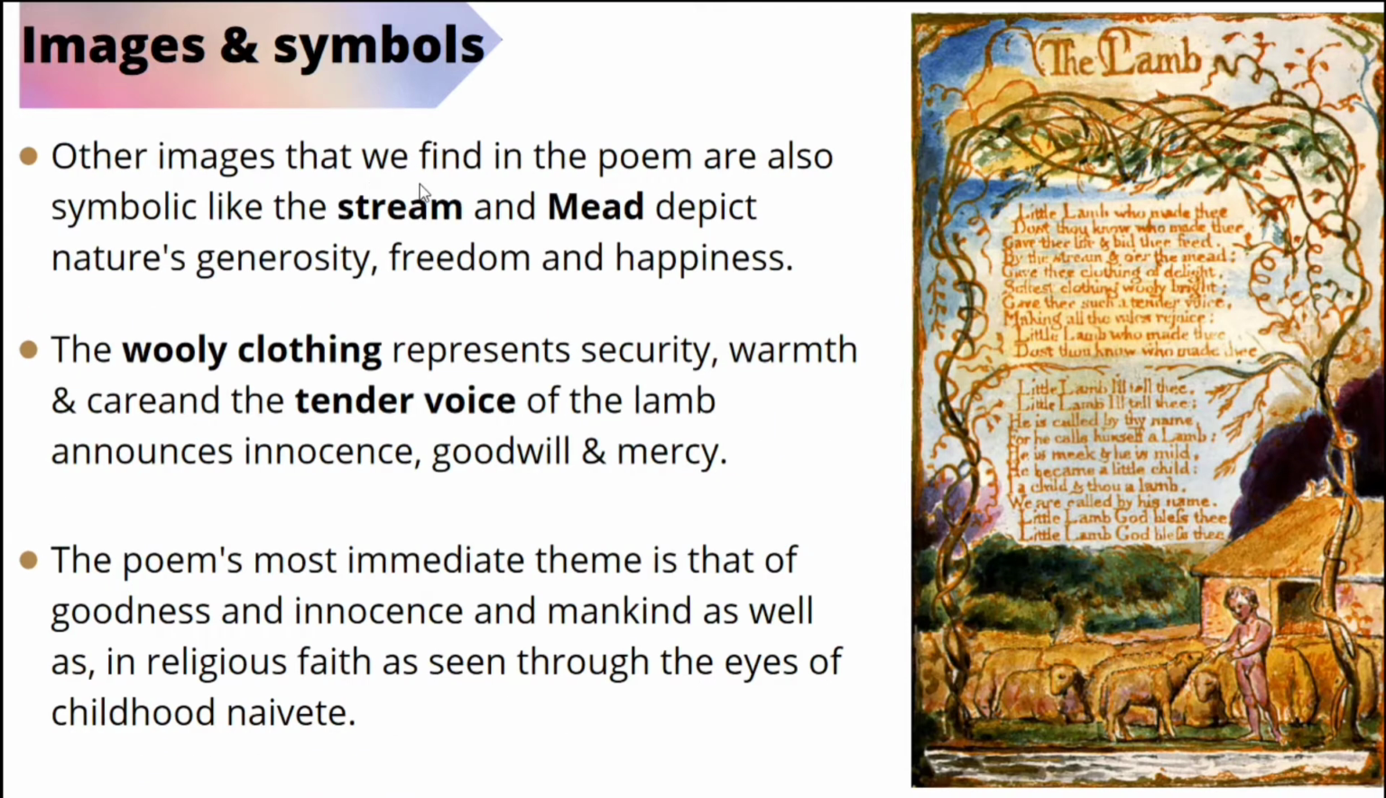Other images that we can find here are also symbolic, like the stream and mead, which depict nature's generosity, freedom, and happiness. The woolly clothing represents security, warmth, and care, and the tender voice of the lamb announces innocence, goodwill, and mercy. The poem's most immediate theme is that of goodness and innocence in mankind, as well as in religious faith, as seen through the eyes of the childhood nativity.